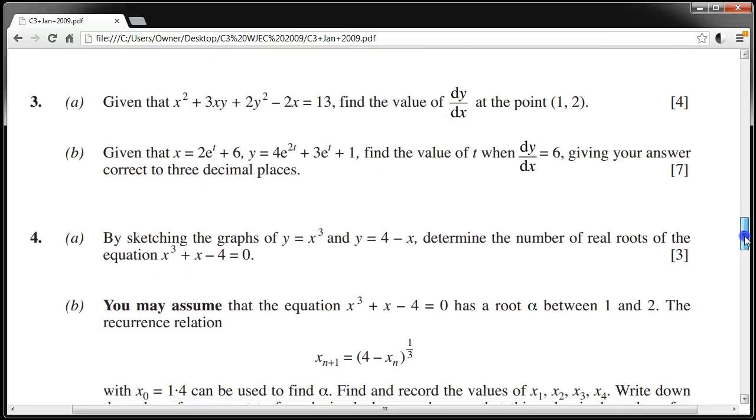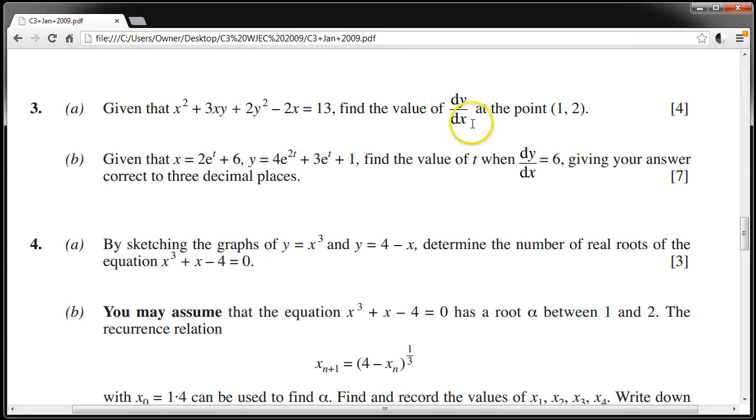Number 3, implicit function, implicit differentiation. Inputting values x and y, nice standard question. Tiny bit of work there, but nothing much. dx dt, dy dt, we can then get dy dx, and then work out the value of t that results from it. So that's a nice question to do, nice and straightforward, and get some good marks for that one. 11 marks for that question.